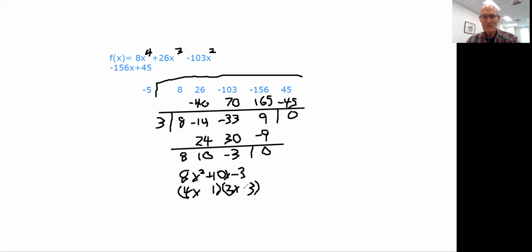Now, my bigger one's plus, so this is going to be a plus here, and this is going to be a minus here. So I multiply this out, I get 8x squared, 12x minus 2x is 10x, and minus 3. So my factors of this 4th degree polynomial are 4x minus 1, 2x plus 3, x plus 5 from the minus 5 up there, and x minus 3 from the plus 3 that I got.